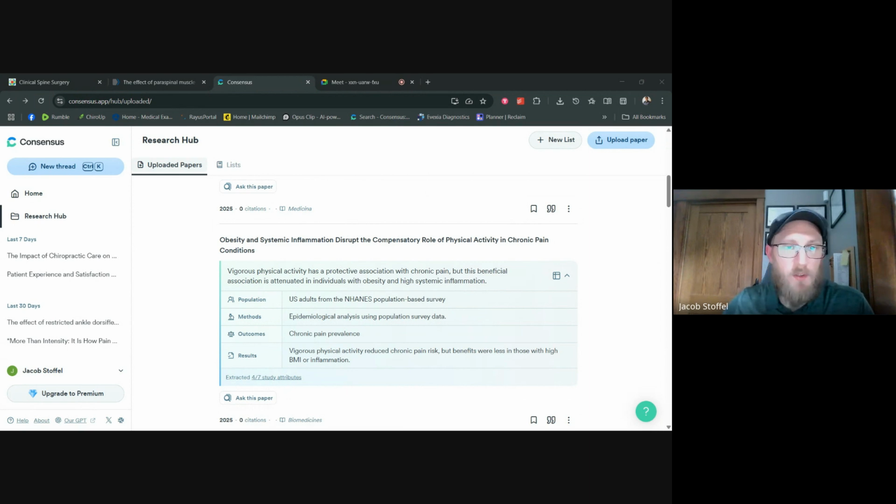But this beneficial association is attenuated or stalled out in individuals with obesity and high systemic inflammation. What do I want to say about this?